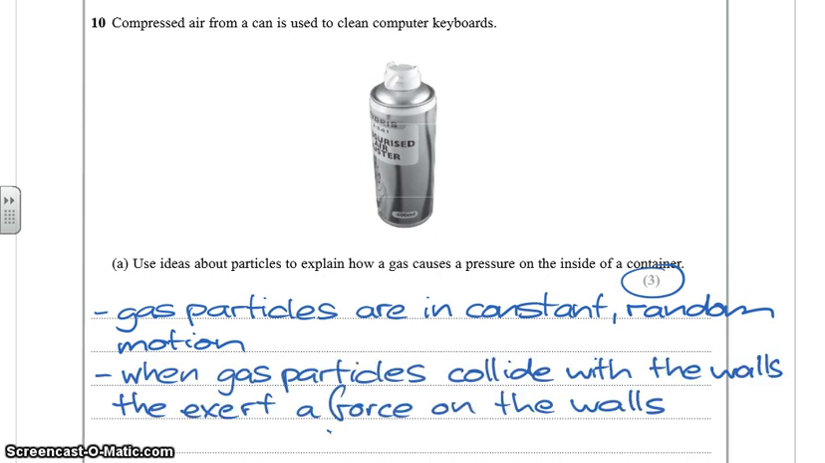First bullet point is that the particles are constantly moving and that their motion is random. Second bullet point is that when these gas particles collide with the walls, then they will exert a force on the walls.